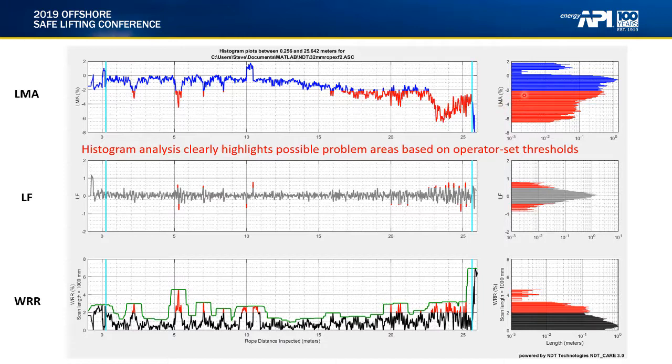Here, the user selected a -2% LMA between these two thresholds of the light blue markers, so any of the LMA signal less than that 2% is highlighted with easy reference to the location in meters on the rope. You can also see highlights based on threshold settings of the LF and WRR signals accordingly.